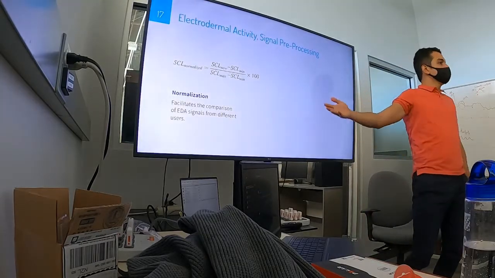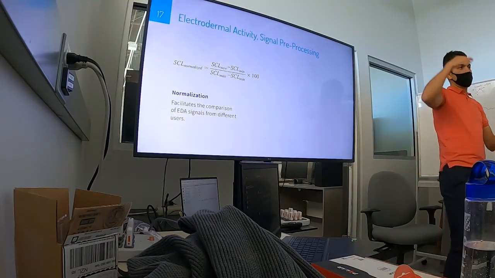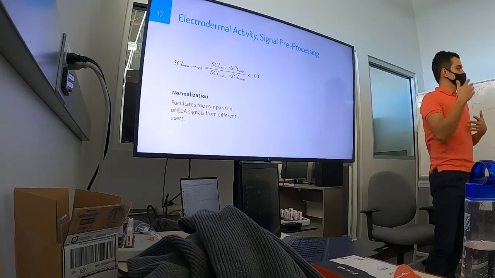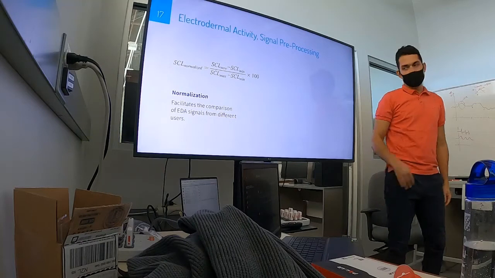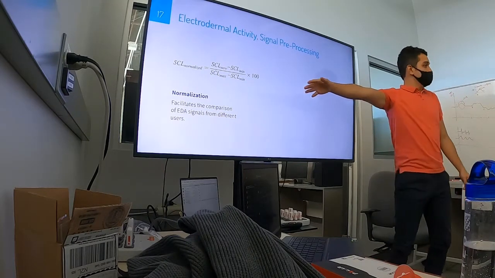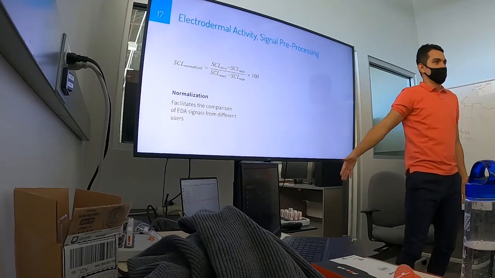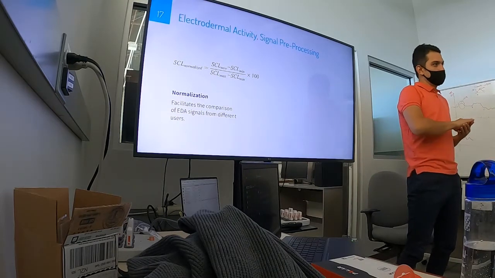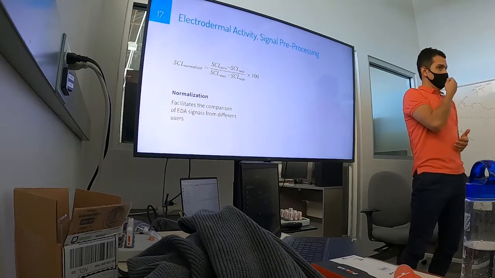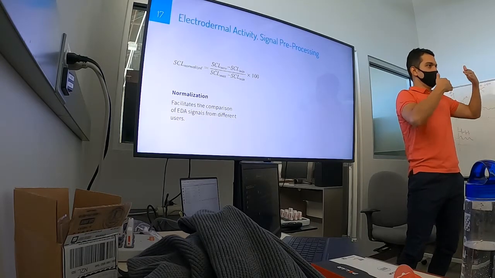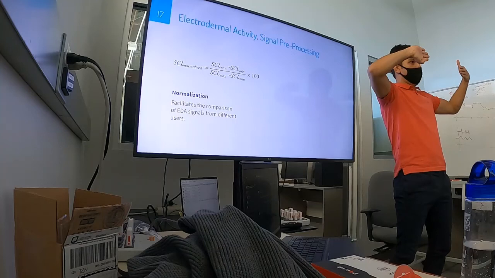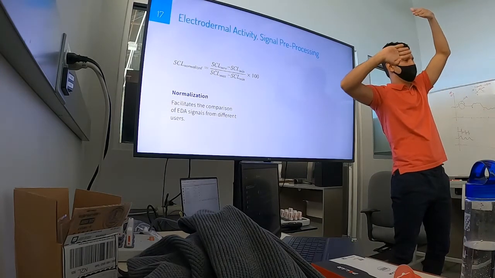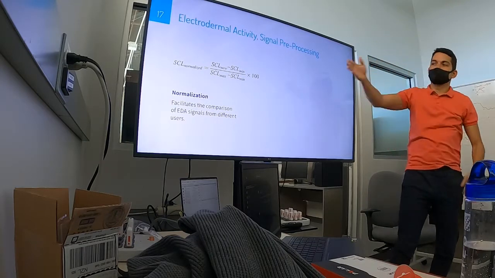Cool. So what do you do to extract those tonic and phasic components, and what type of pre-processing do you do? I found this one very useful. Remember I mentioned there's inter-subject and intra-subject variability. To be able to compare across people, when you put two different signals, some of them might have the skin conductance level over here and some over here, with peaks here and peaks here. How do you compare them? So you do a normalization.